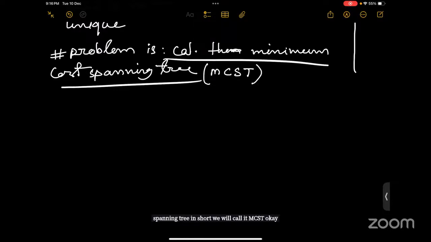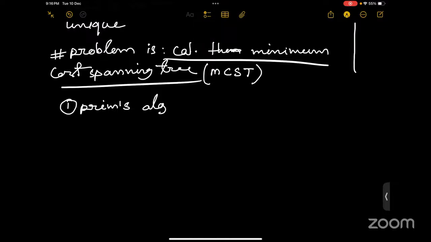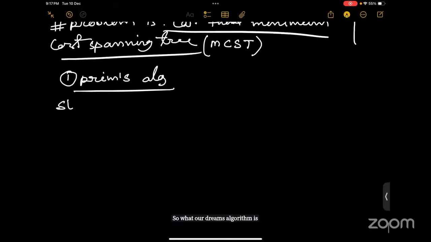So to solve this problem, we have two different algorithms. First, we will run Prim's algorithm. So what is Prim's algorithm? I will write the steps. Step 1 is, we will consider TV and TE. TV is the set of all tree vertices.